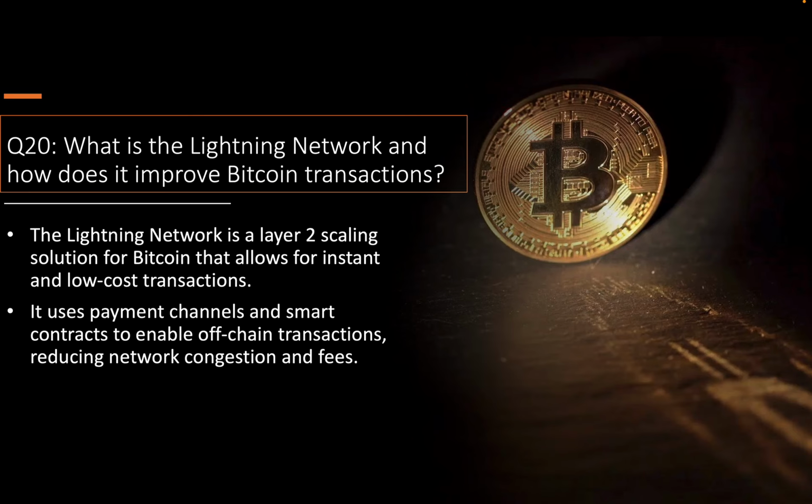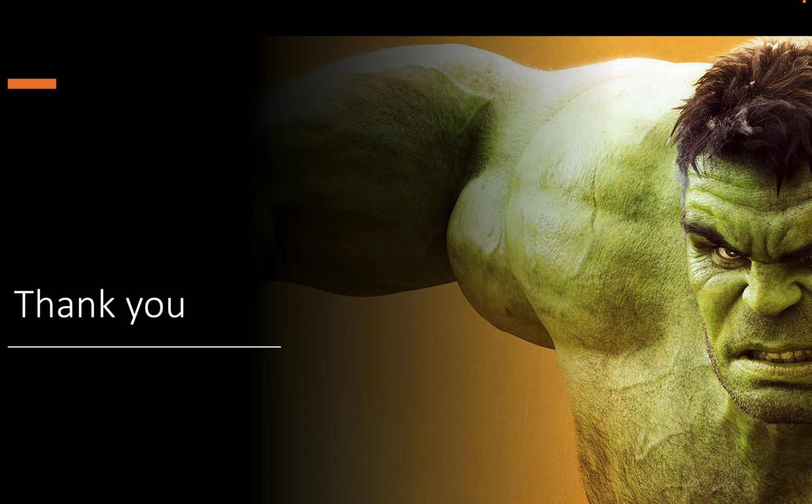Question number 20. What is the Lightning Network and how does it improve Bitcoin transactions? The Lightning Network is a layer 2 scaling solution for Bitcoin that allows for instant and low cost transactions. It uses payment channels and smart contracts to enable off-chain transactions, reducing network congestion and fees.